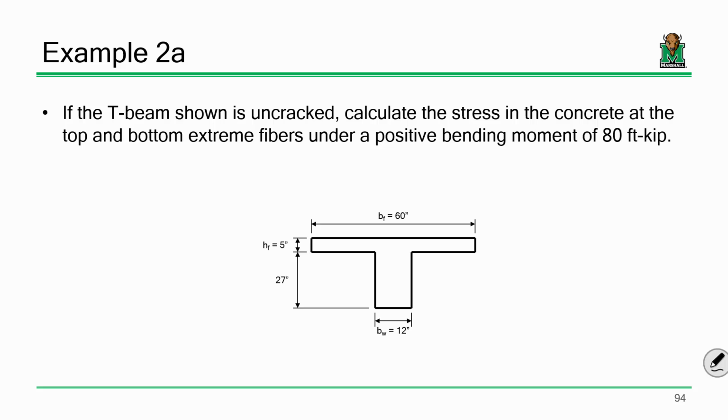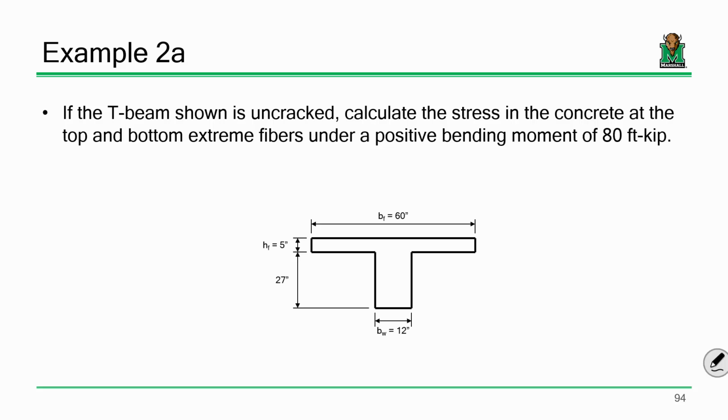Everybody good? All right. Now we've got example 2, and now I made the problem a little more complicated. Now we have a T-beam. We're going to assume that the T-beam is uncracked, and I want to determine what the stresses are on the top and bottom under a moment of 80 foot kips. Okay? Everybody good? Now, one thing, I did introduce some notation that you all haven't seen yet. You will when we actually start getting into T-beam analysis and design, things like the flange width, the web width, the height of the flange, and what have you. This stuff will make more sense later. Okay? For now, it is what it is.